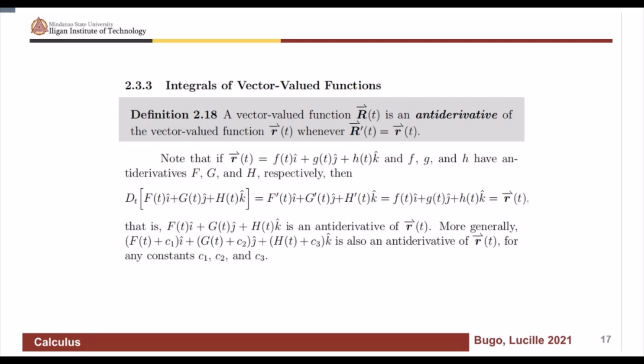That is, the vector valued function capital R is an antiderivative of the lowercase r. So more generally, F of t plus c sub 1 i hat plus G of t plus c sub 2 j hat plus H of t plus c sub 3 k hat is also an antiderivative of r of t for any constants c1, c2, and c3.